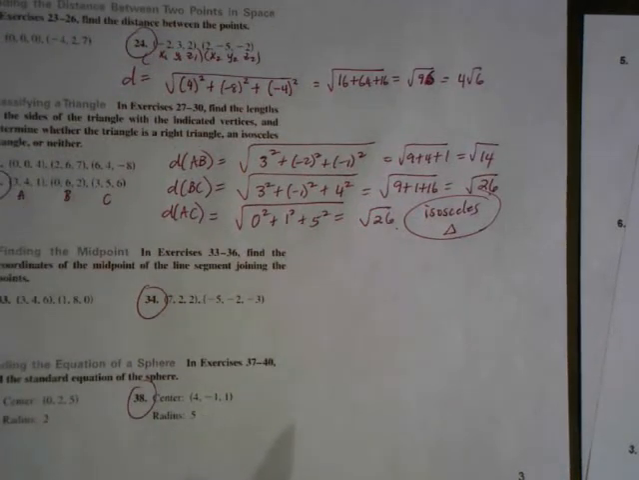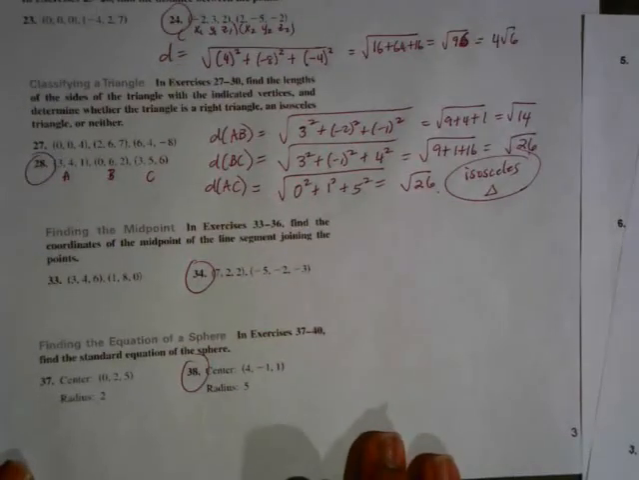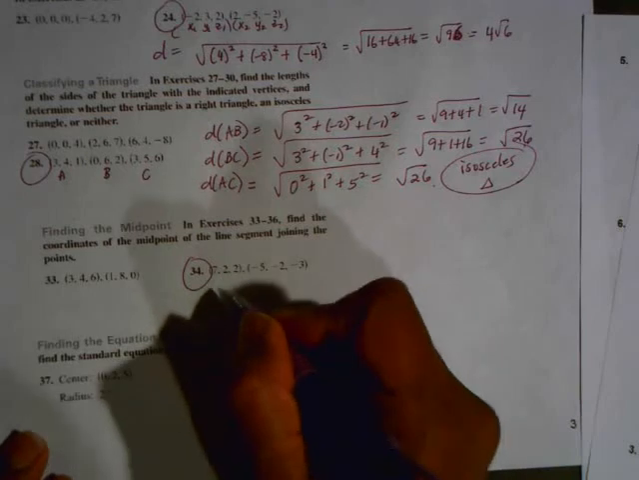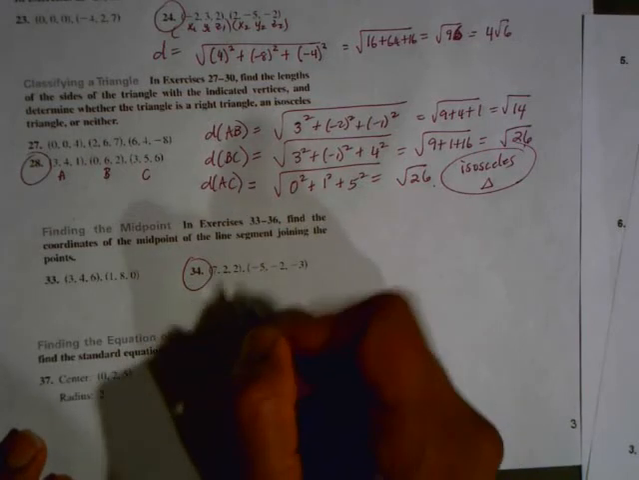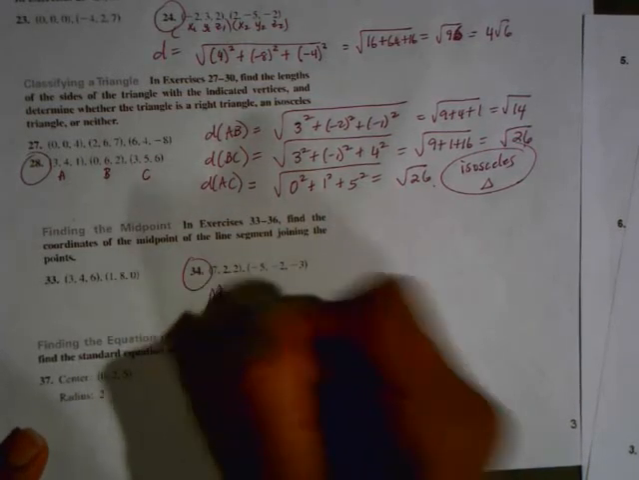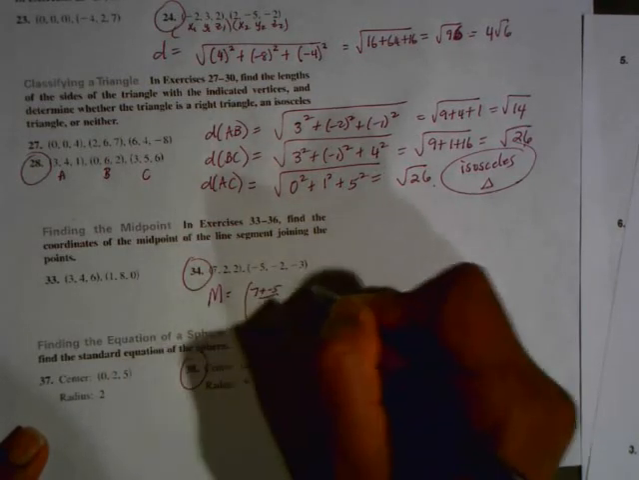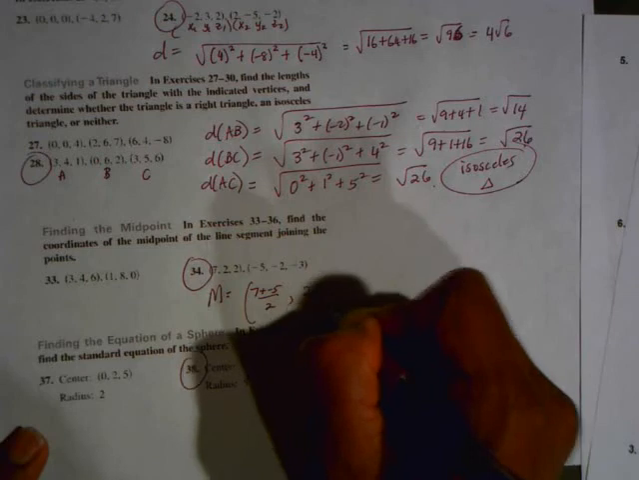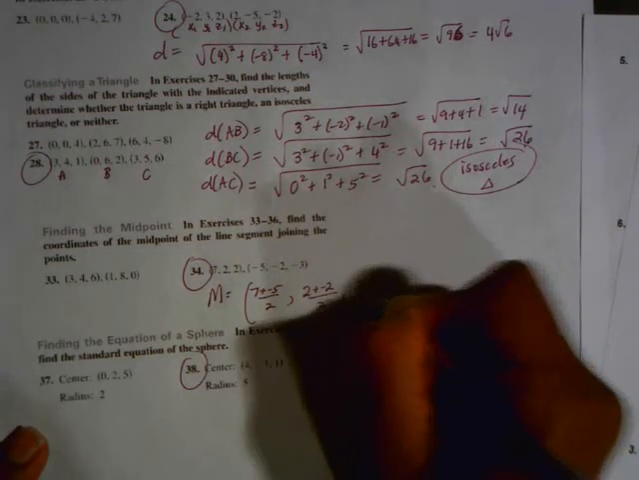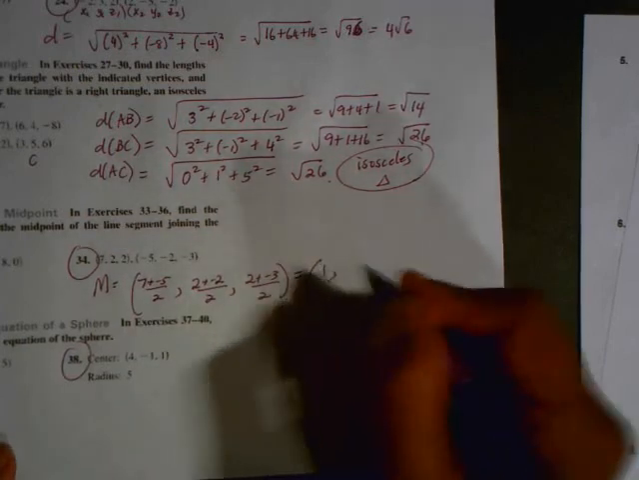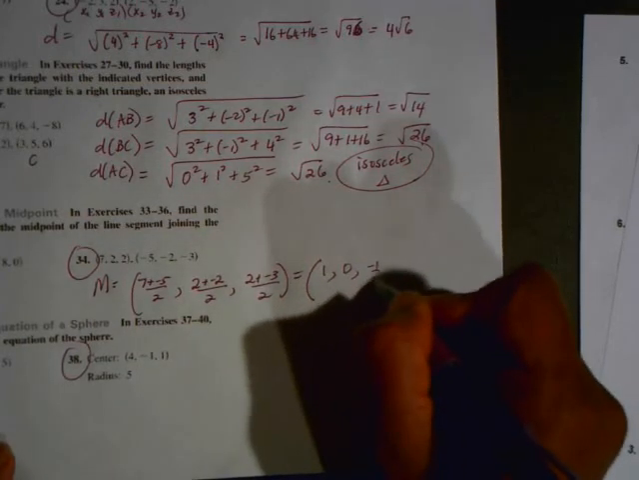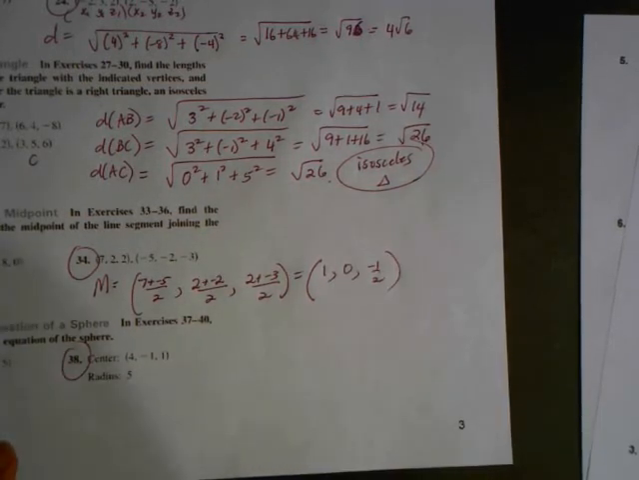A couple more questions. Finding the midpoint. Again, to find the midpoint, we just average the x, y, and z values. So let's call M the midpoint, add these two, 7 added with negative 5 over 2, 2 added with negative 2 over 2, and 2 added with negative 3 over 2, and that gives us 1, 0, and negative 1/2. Alright, hope that makes sense.